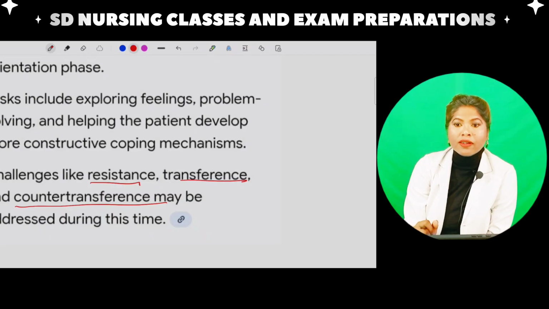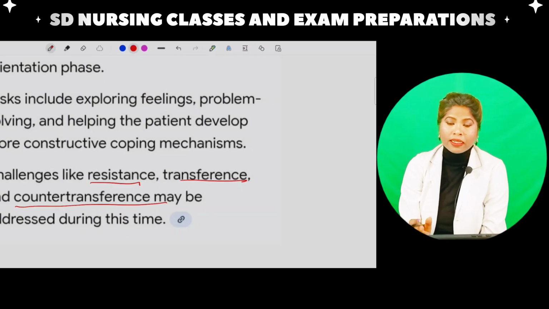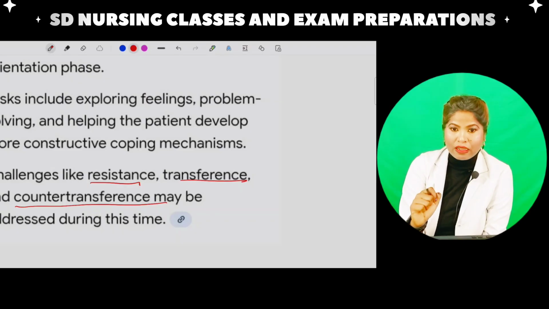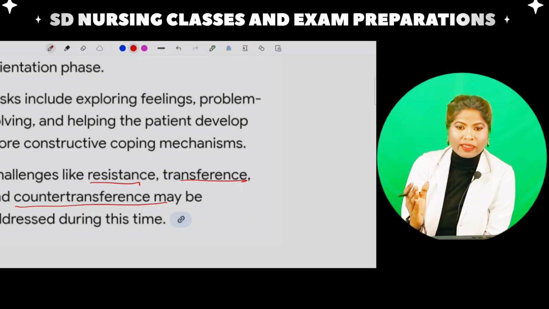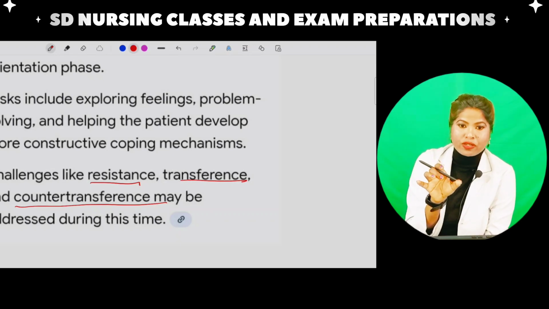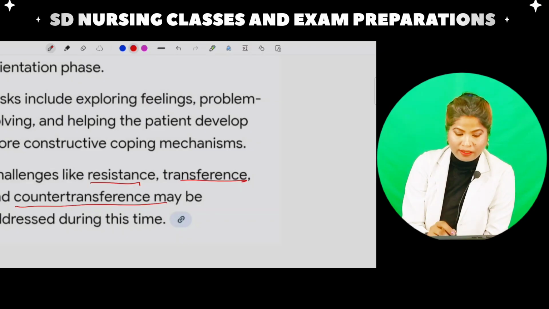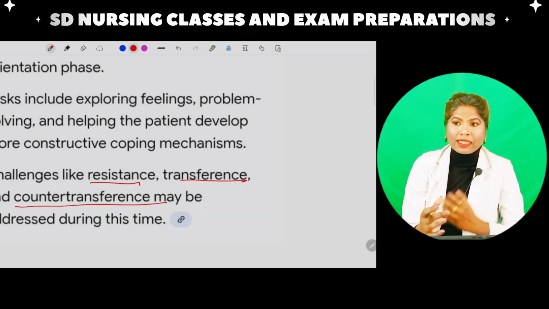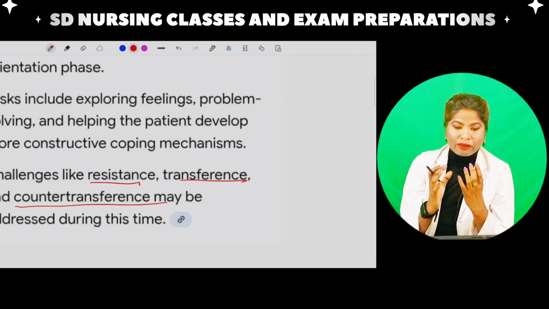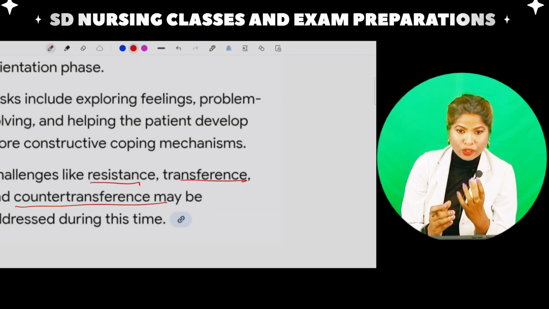What happened with the nurse? She is just seeing the person and bringing the past into the present. Means if she is thinking about her ex-boyfriend or something like that, she is seeing that in the patient. And the countertransference means what?